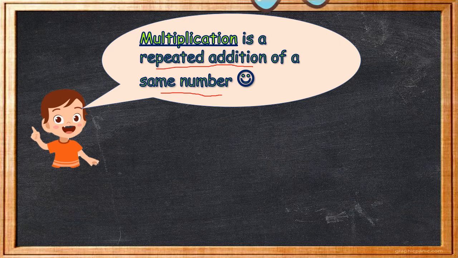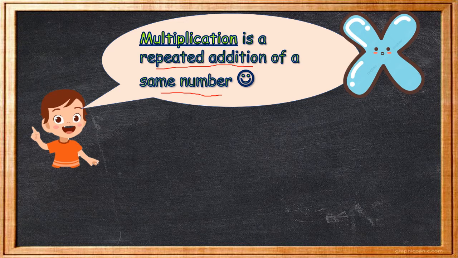And the multiplication sign is X. The English letter X is a sign of multiplication. Okay. And repeated addition of a same number is multiplication. For example, 2 plus 2 plus 2 plus 2. Okay. 4 plus 4 plus 4 plus 4. When we add the same number again and again, then it is a multiplication.